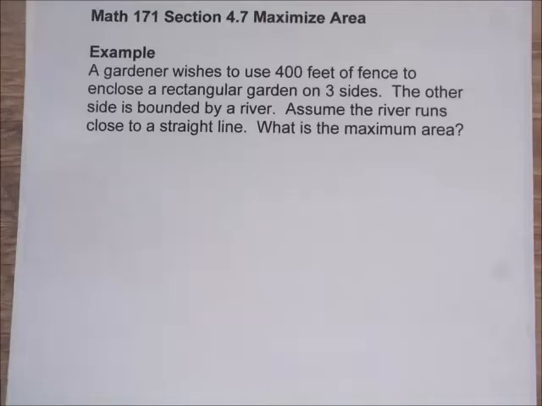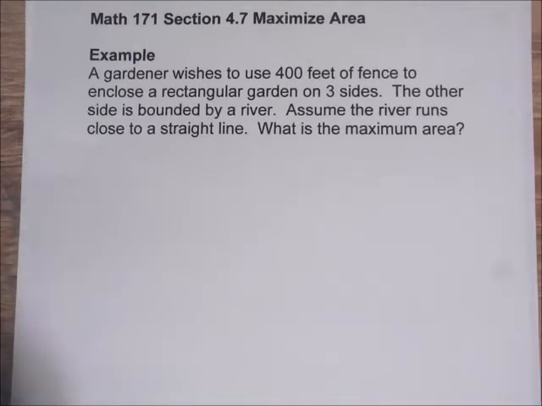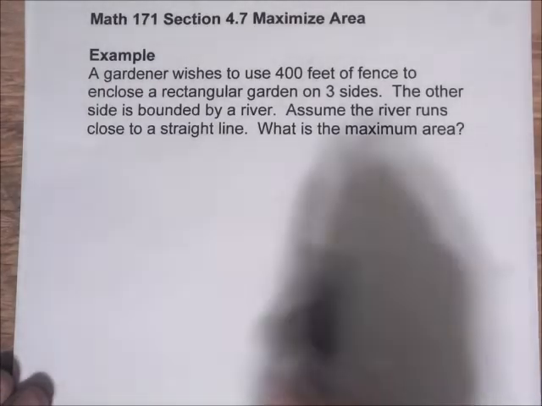Go over some max min type problems, or optimization type problems. In this example, a gardener wishes to use 400 feet of fence to enclose a rectangular garden on 3 sides. The other side is bounded by a river. Assume the river runs close to a straight line. What is the maximum area?